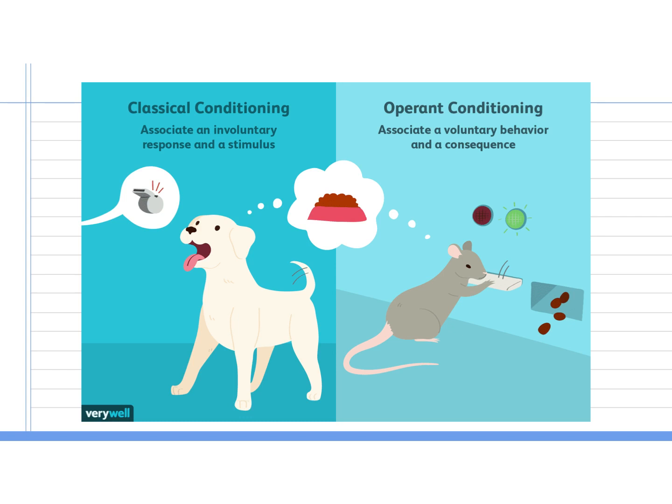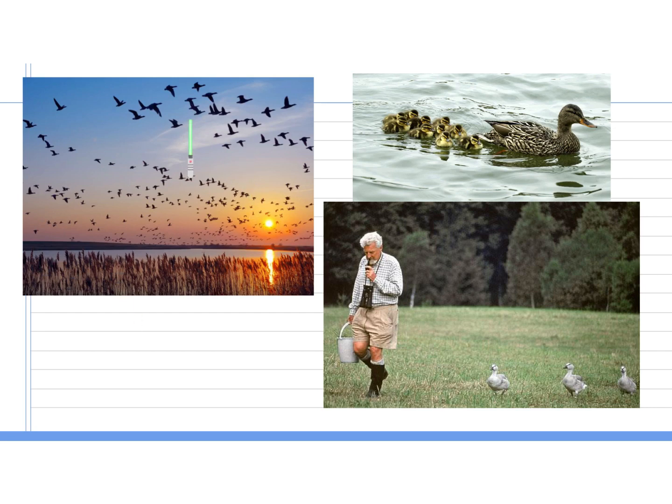And then operant is that reward punishment. You see that the rat is going to push the lever and get food. That's a reward. So it's going to learn to do that behavior and continue that behavior. This is showing you migration of birds. And then here's the imprinting. This is ducklings that have imprinted on an actual duck. And then here's ducklings, they might be geese, that imprinted on a human. And again, it's that first initial caregiver.